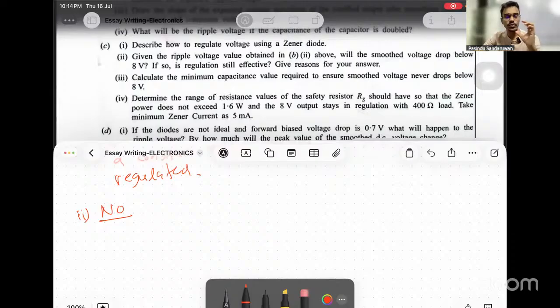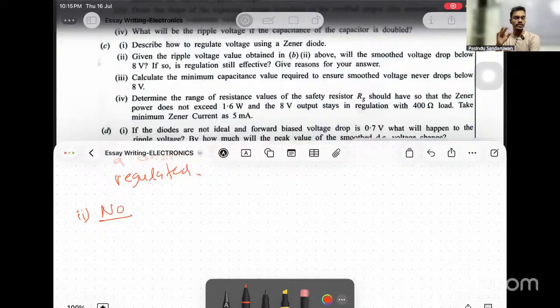If the voltage difference across any Zener diode is less than the Zener voltage, it won't function. That is the thing. Then, if the voltage difference across the Zener diode is greater than the Zener voltage, it will function effectively. If not, it won't function. Simple as that.